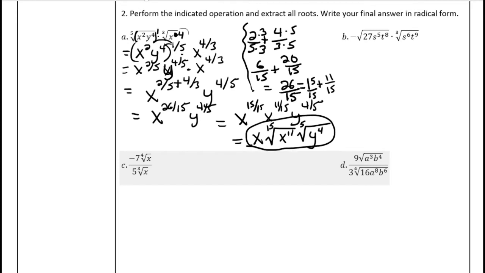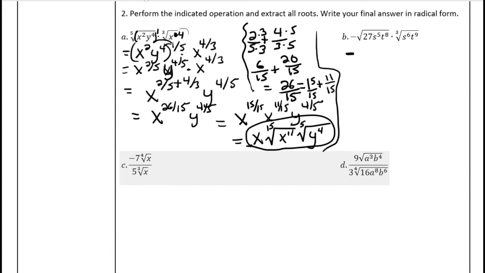So now we're going to look at part B. In this example, let me separate those two. Here we have a -1, and we have a +1 in front of here. So -1 times 1 is going to be negative. I'm just going to put a negative there.